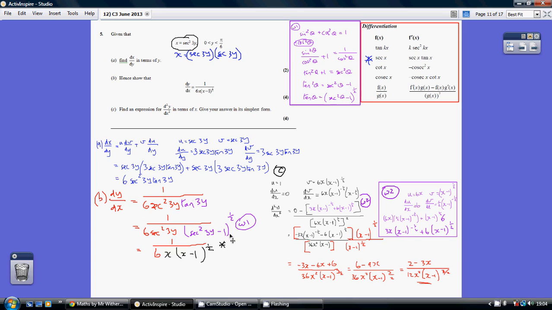That can then be substituted in place of our tan 3y. We're now ready to go because all of this is in terms of sec squared 3y. So we can just substitute in for x, and that gives us what we were looking for.